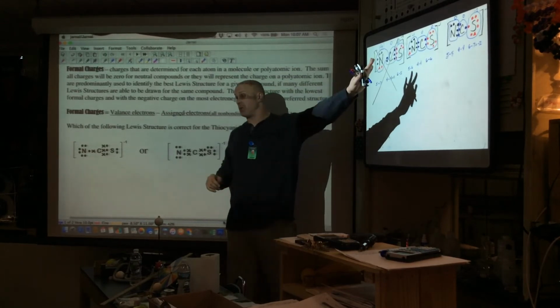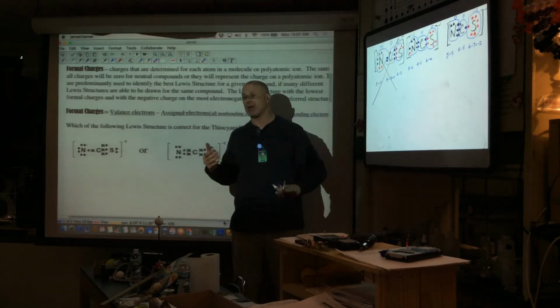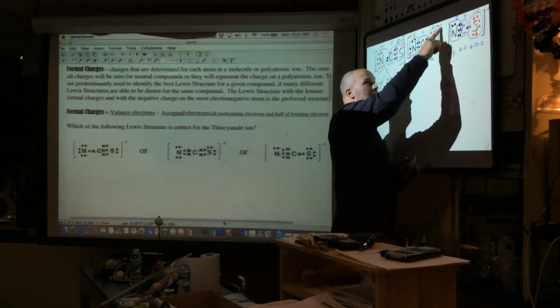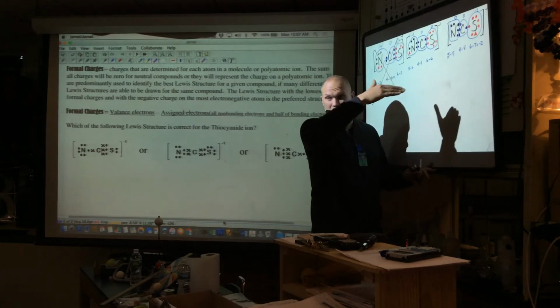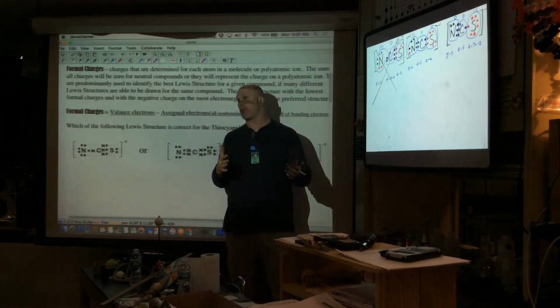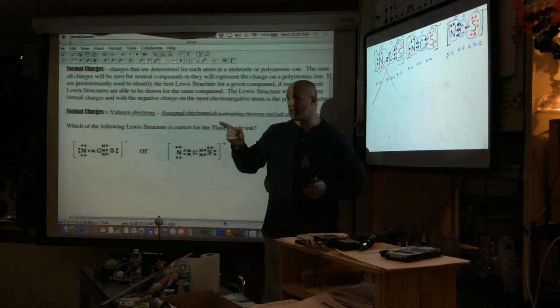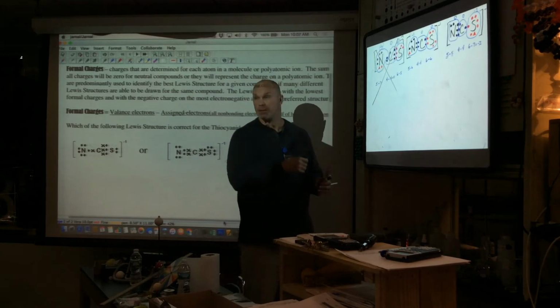So now I'm left with these two. These have 2 zeros and 1 negative 1. Well, something has to have a negative 1, right? Didn't this structure gain an electron to make this work? So it's inevitable that one of those 3 has to have a negative 1. Which one do you think is the best structure? Yes? Correct.